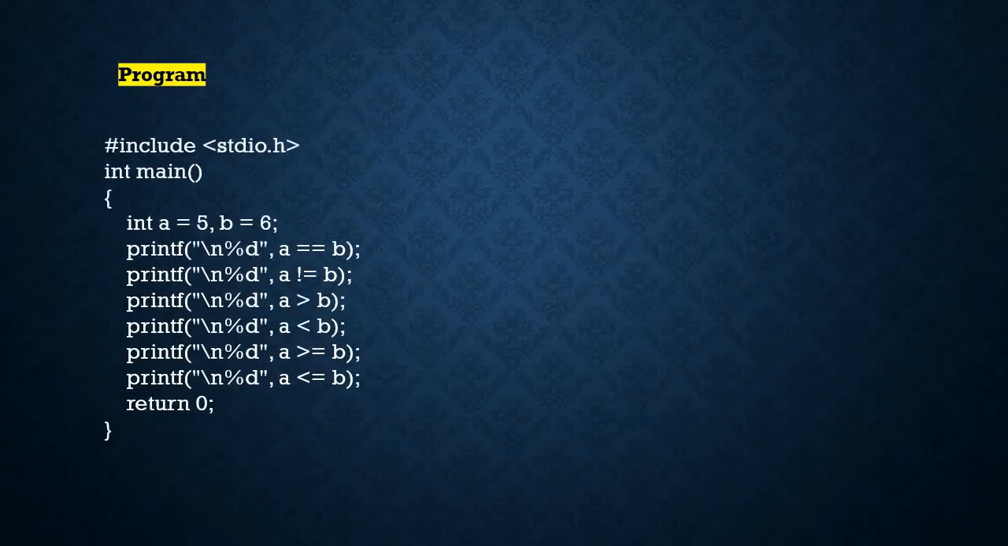The program. Directly I have compared the variables A and B under printf statements. I didn't use any if statement. Directly I have printed with the help of the print statement. Here A is equal to 5, B is equal to 6. So printf A == B, that means we are comparing A and B, and this is A != B, A is greater than B. It will return only true or false values.